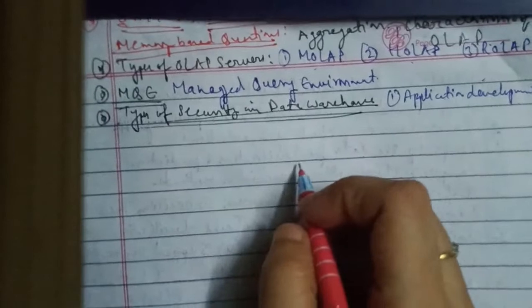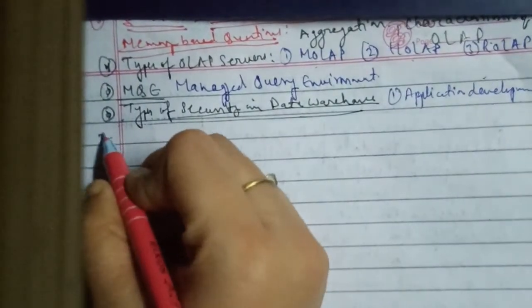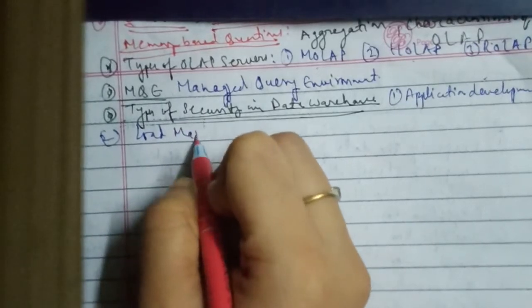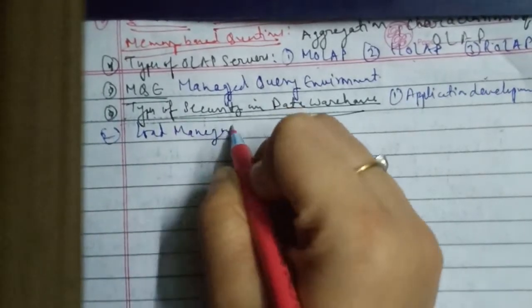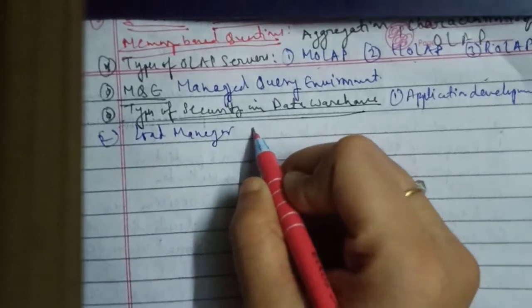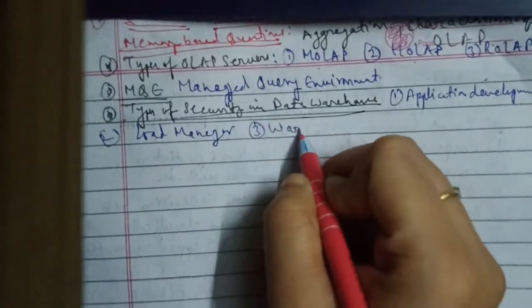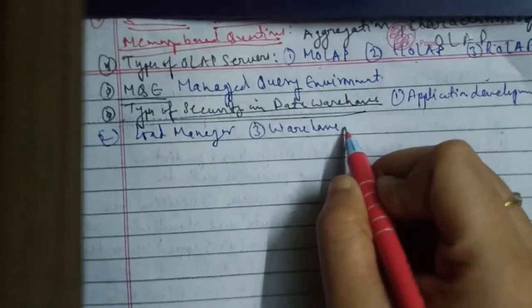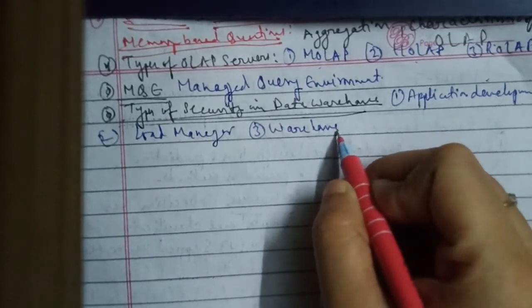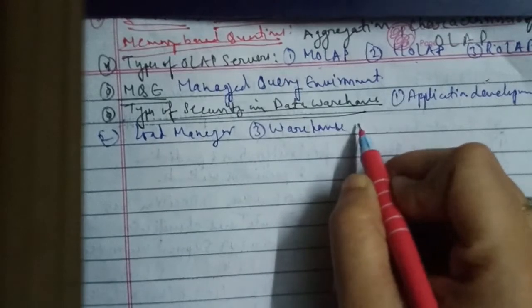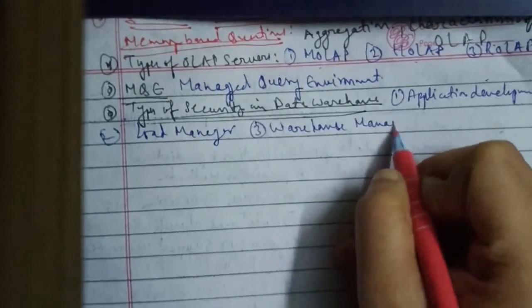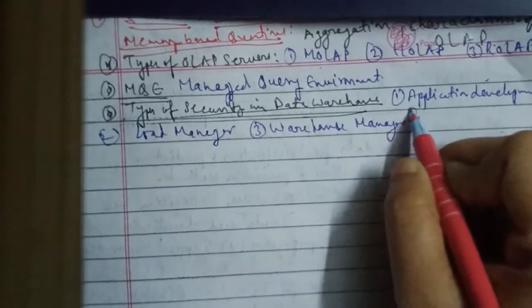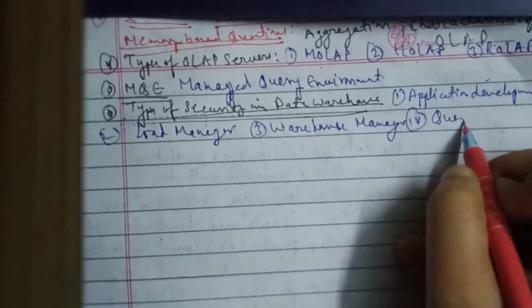The second we have is the load manager. The third is the warehouse manager. And the fourth we have is the query manager.